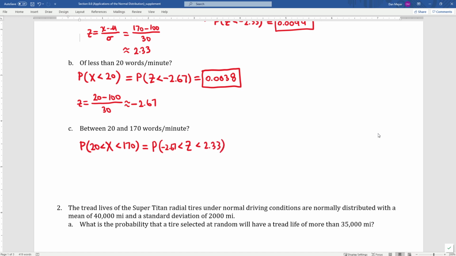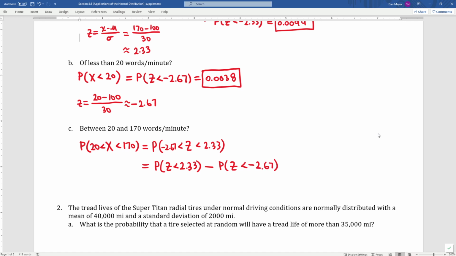So here we have an in-between problem with our standard normal random variable z. The strategy here is to split that into 2 less-than problems: the probability that z is less than 2.33, the larger number, minus the probability that z is less than the smaller number, 2.67.